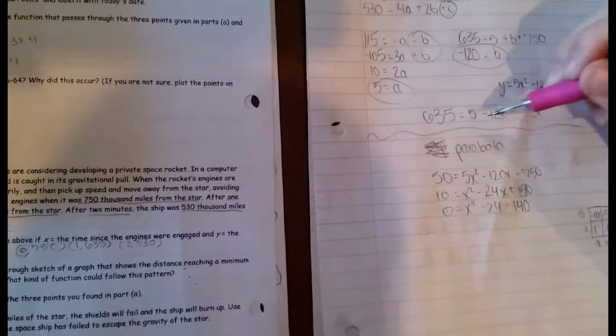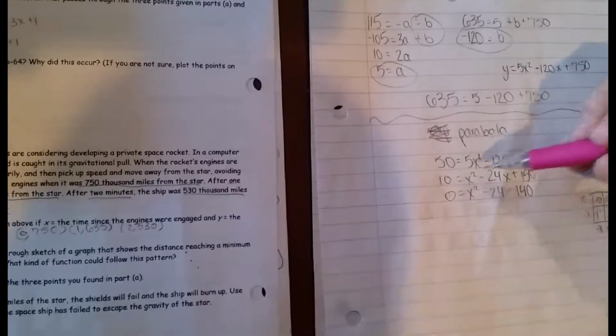So our last question is, if the ship comes within 50,000 miles of the star, the shield will fail and the ship will burn up. Use your equation to determine whether the spaceship has failed to escape the gravity of the star. So knowing that the y equals the distance in thousands of miles from the star, we put in 50 for the y. And x stays the same. So we put in our value from before into the equation, that 50 equals 5x squared minus 120x plus 750.